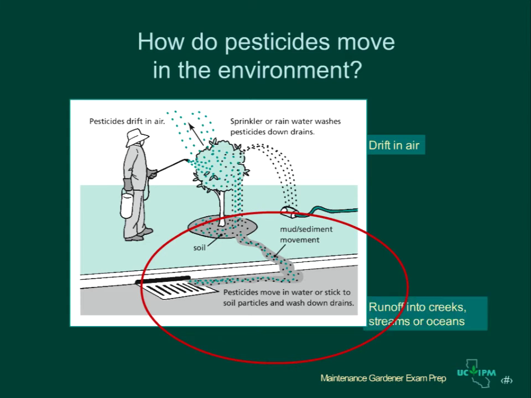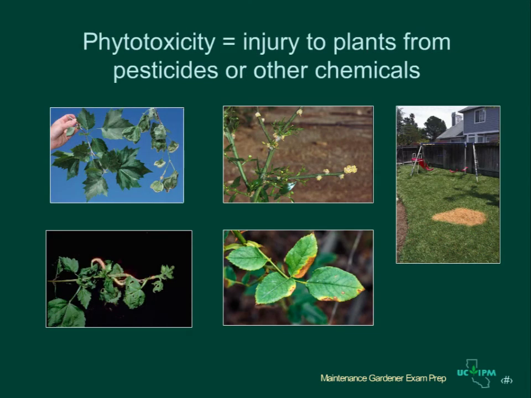Storm drain pipes often empty directly into creeks, rivers, or oceans that support fish and other aquatic wildlife. Pesticide residues in the water will kill these organisms and threaten water quality. When some pesticides move unintentionally onto landscape plants, they may cause injury.